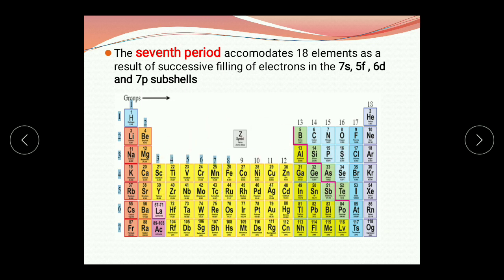Only thing is some anomalies, some variation is there because 3d comes after 4s, 4d comes after 5s, and 4f comes after 6s. That is also again some anomaly. As I told you, there is a principle that tells us which subshell will be filled first and which later on. That you will learn in the lesson started by ma'am. So this is all about today's session.